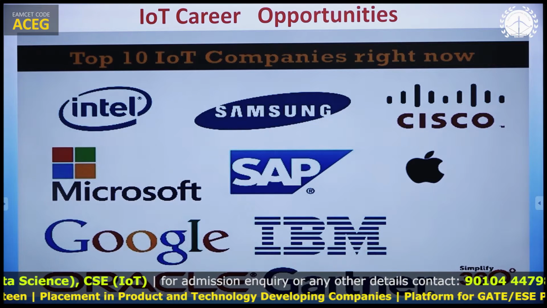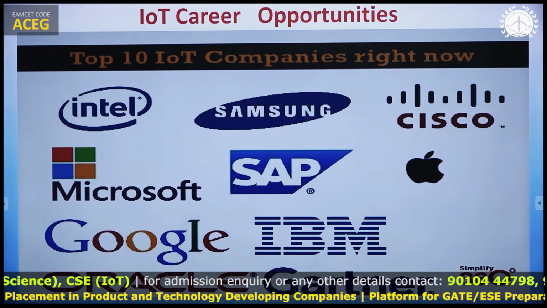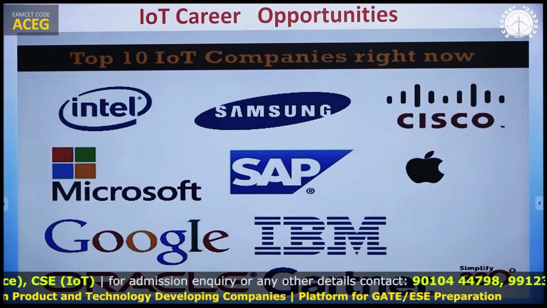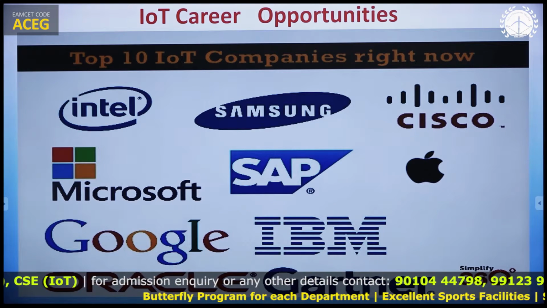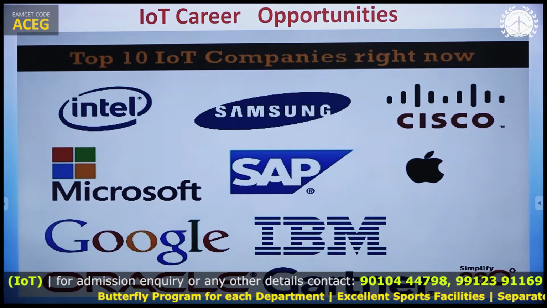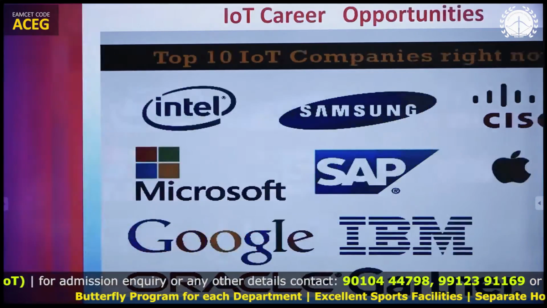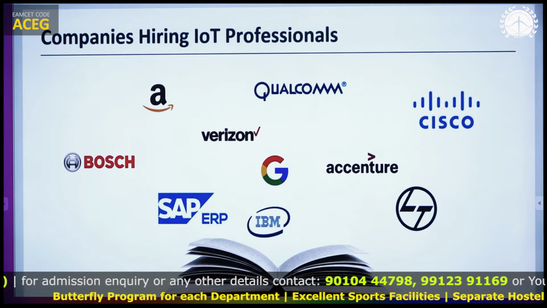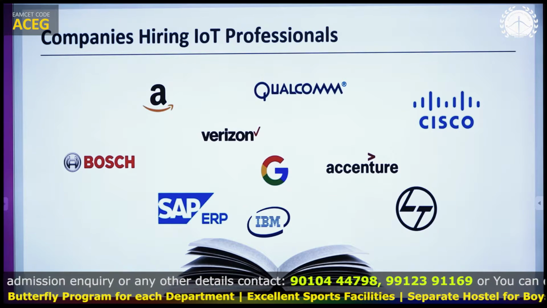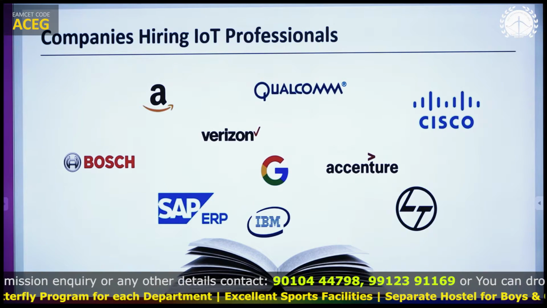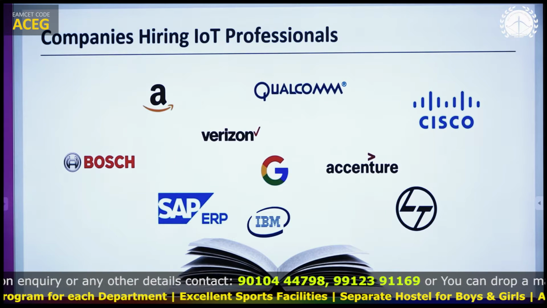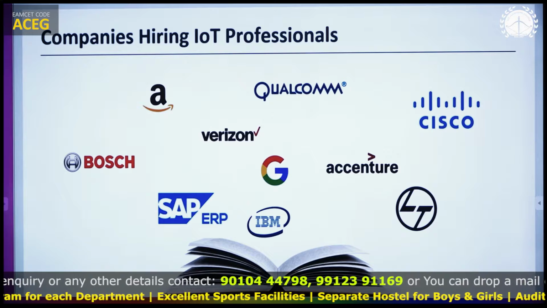Now, IoT career opportunities. Top 10 IoT companies right now: Intel, Microsoft, Google, Oracle, Gartner, IBM, SAP, Samsung, Cisco. Every topmost company is using IoT. See here, companies hiring IoT professionals: Verizon, Qualcomm, Cisco, Accenture, SAP, ERP, IBM, L&T. Every topmost company needs IoT professionals.